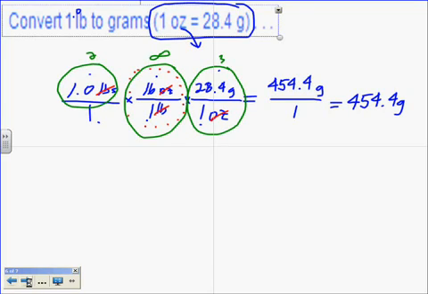We could go to 28.4 something, something, something and get more. We've chosen to stop at 3, so because I've got 2 in this number, and it's all multiplication and division in this problem, that means I need to round this answer to 2 sig figs. So the closest number I can get to 454.4 with 2 sig figs would be 450 grams.